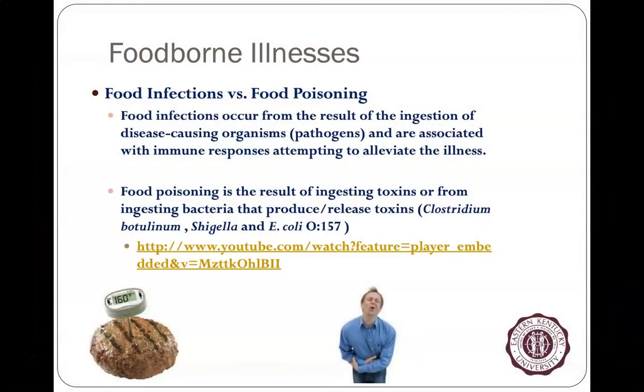Those are poisonings. Food infections occur from the result of the ingestion of a pathogen, and then the pathogen starts to reproduce, or we ate a lot of them, and there's an immune response trying to alleviate the illness. That's the infection. It's infectious. Infections are often communicable too. An infection in some cases can spread person to person. Not always, but it can. A poisoning is when the bacteria, and you often think about Clostridium botulinum, botulism, it produces botulinum toxin.